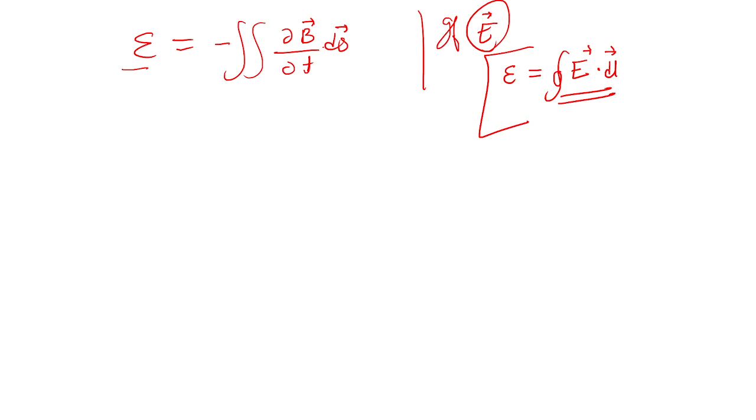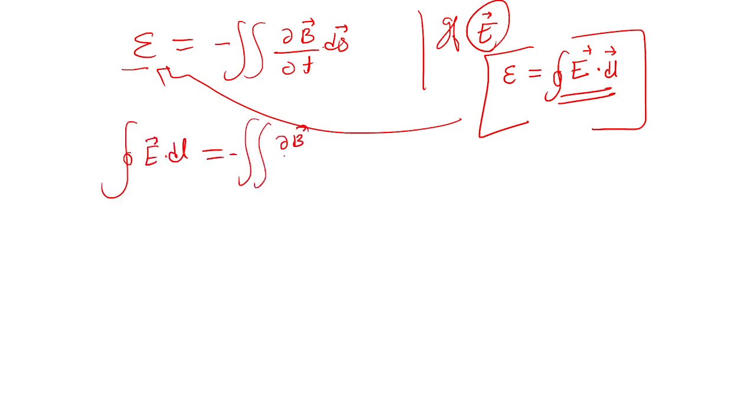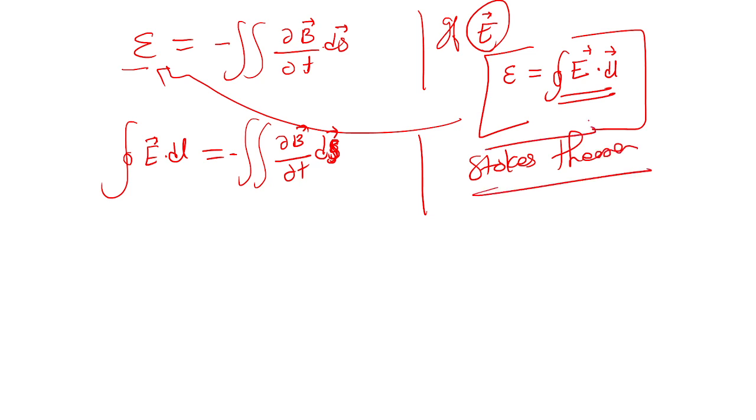Now replacing this formula in this, we will get the closed integral of E dl is equal to minus, don't be confused, the surface integral of the partial derivative of B with respect to t, multiplied by ds. Now we know what the Stokes theorem is. Stokes theorem and Gauss theorem are related to the curl and divergence of the electric field and magnetic field. These are applicable on all things.